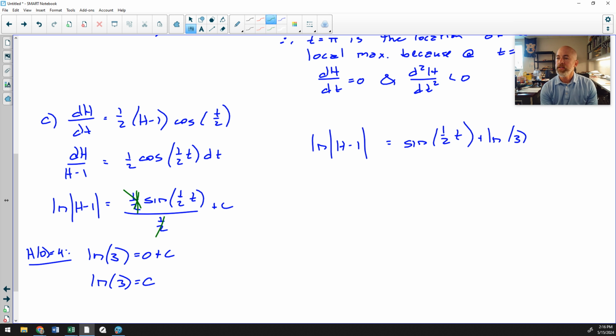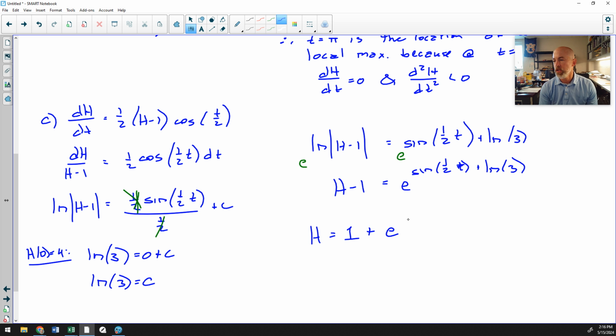Then we will, what I call EFI both sides. I got that from a friend, Mr. Donovan, AP Calculus teacher in Boston, I believe. E to the ln of stuff is the stuff, so h minus 1 is the stuff. E to all that. I'm going to leave it as e to the sine of 1/2 t plus the natural log of 3. And then I will add 1 to both sides, and h is going to be 1 plus e to all of this stuff. And normally I would stop here. However, a lot of people may be wondering, do you need to rewrite this? And the answer, no, you do not need to rewrite this, but this is equivalent to 1 plus 3 e to the sine of 1/2 t.